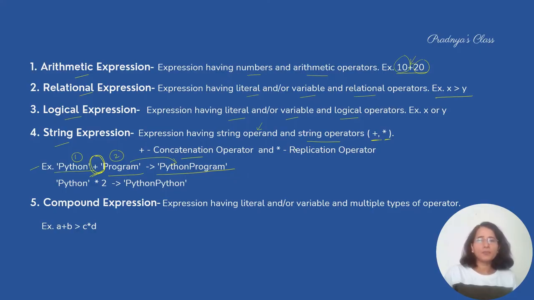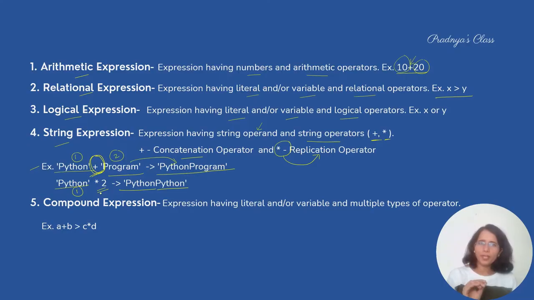And there is one more operator we will use in case of string. It is known as replication operator. Let's take one example. There is one string and I have to replicate or repeat that string 2 times. So I have multiplied it by 2. So look at the output. This Python string is getting repeated 2 times. If you want 5 times, multiply it by 5. If you want 10 times, multiply it with 10.